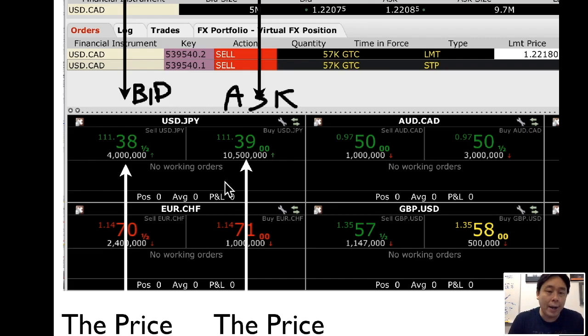So why is this important? Because the moment you buy, if you click buy, you're buying at 111.39. And if you sell immediately, you're selling at a lower price. So how much are you losing the moment you buy and sell? You're losing half a pip. So the half a pip is known as the spread or the slippage, and it's a cost of entering this position. Similarly, when you exit a position, you are also sacrificing half a pip. Make sense? That's the cost of entering and exiting.